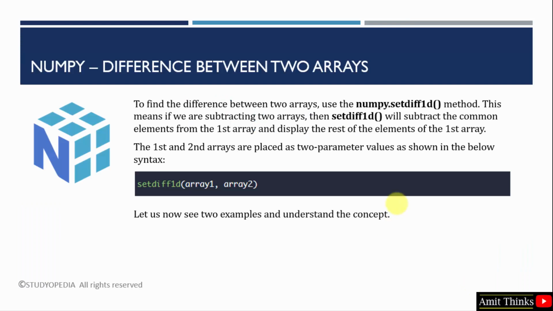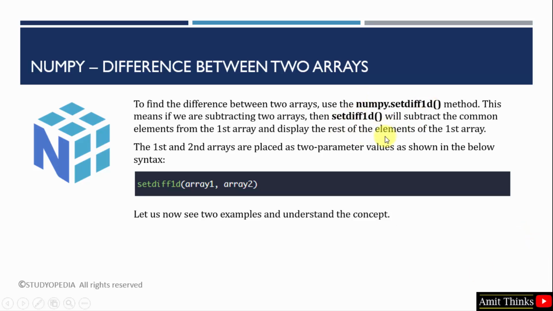That would mean, let's say you are subtracting two arrays, the first and the second array. That will subtract the common elements from the first array, and the rest of the elements from the first array will get displayed. We have this setdiff1d method that will find a difference between two arrays.